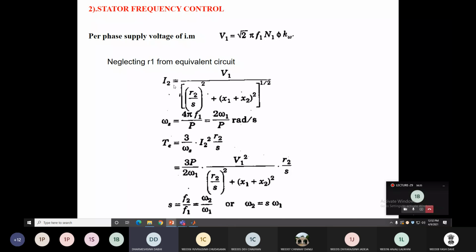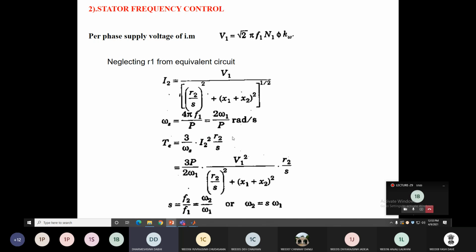So I2 is the rotor current. Here we neglect R1 because the value of R1 is very small compared to the rotor resistance. With this assumption, we derive the equation of rotor current I2, that is equal to V1 divided by [(R1 + R2/s)^2 + (X1 + X2)^2] raised to 1 by 2.